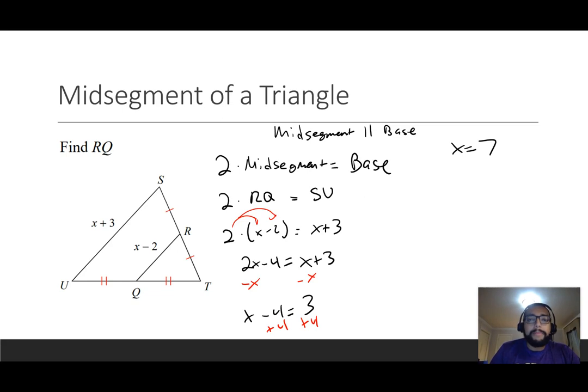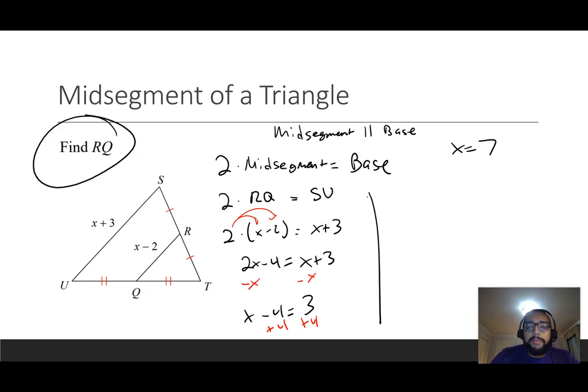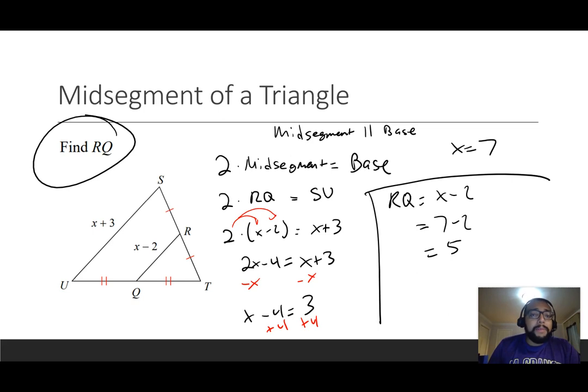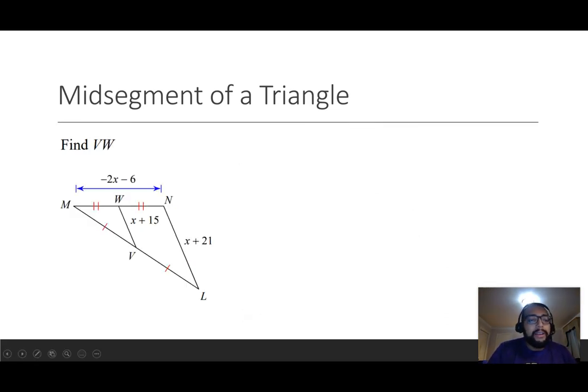Do not stop there. My goal is to find RQ. I know that RQ is equal to x minus 2, and we figured out x was 7. So this tells us that RQ must be 5. This is great. And if you plugged in 7 to your SU, you would see that SU would be 10. So 2 times the mid-segment equals the base. It works out great.